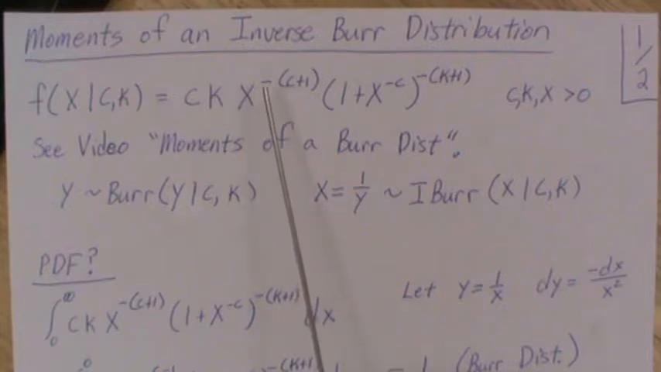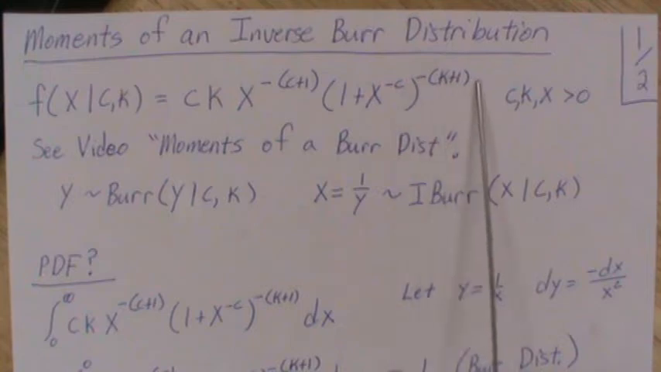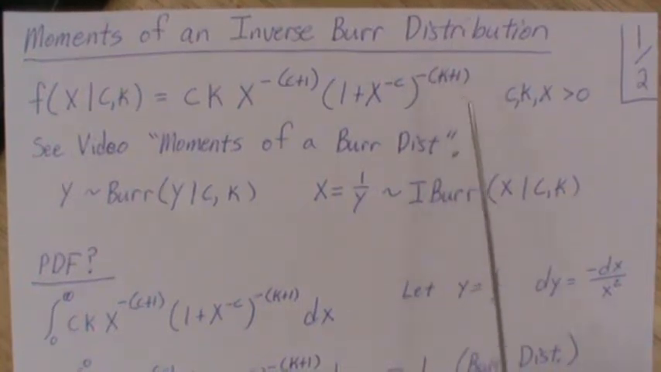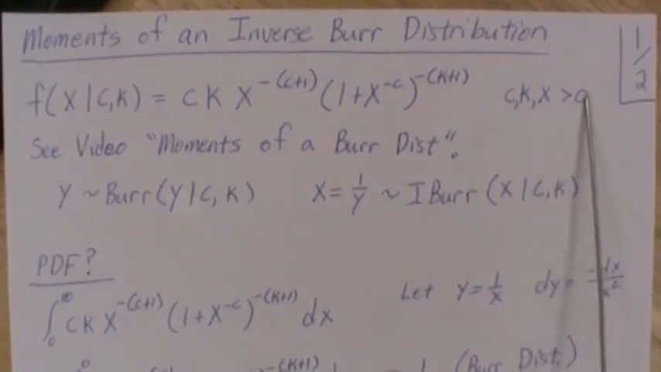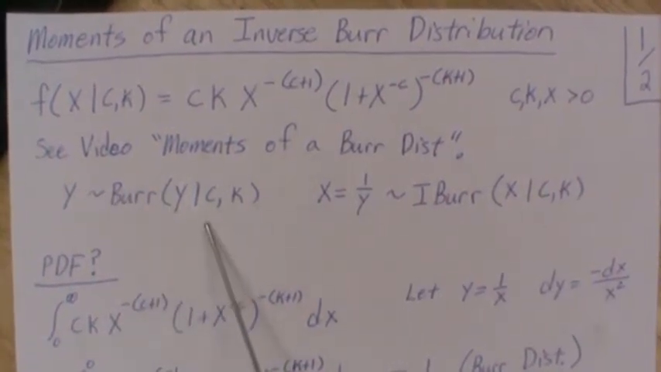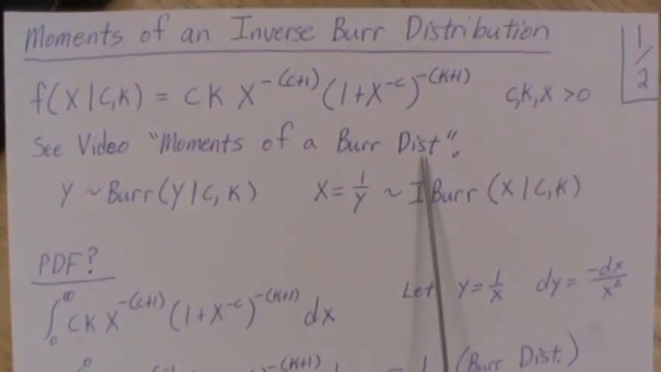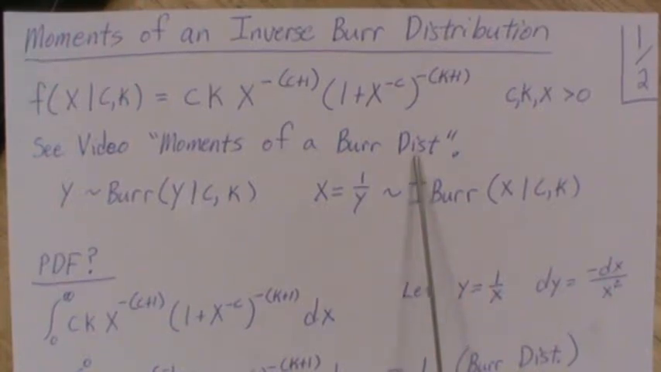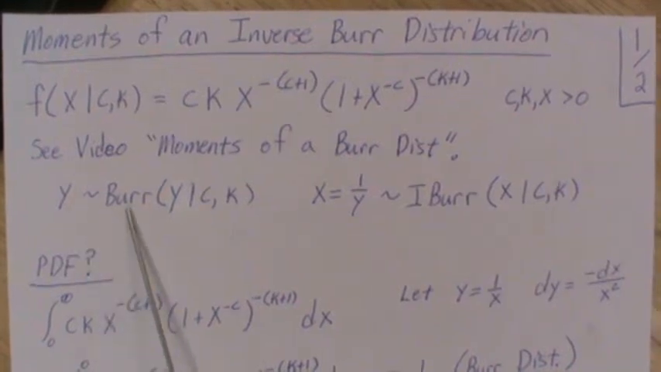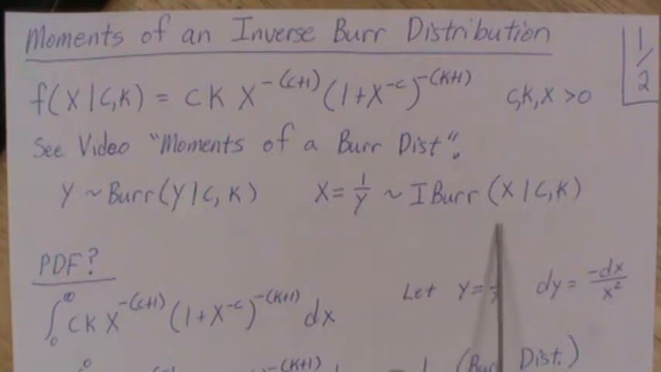And so this is x raised to the minus C plus 1. This is x to the minus C. And this exponent is minus K plus 1. All the parameters and the variable have to be positive. And we derived this density in a video that I call Moments of a Burr Distribution. It's actually the video just prior to this in the playlist Mean Variance Moments Mode of Distributions. Essentially, if y is a Burr distribution, then x, which is equal to 1 over y, is an inverse Burr distribution, or a type 3 Burr distribution.